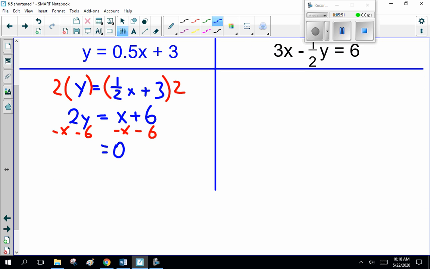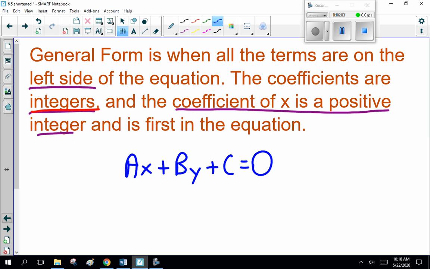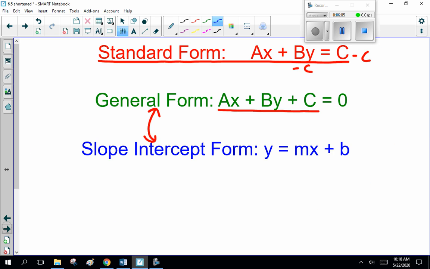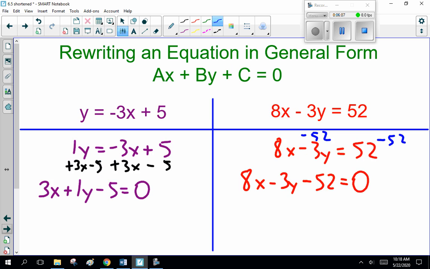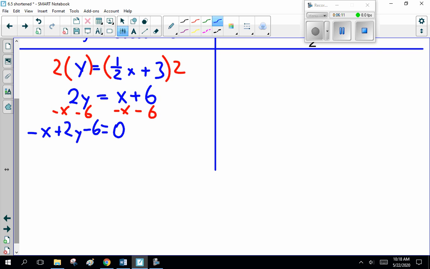And I'm down to minus x plus 2y minus 6 equals 0. So far, so good? Now, one last little thing. The coefficient of x is positive. Poopy. Because I have a minus x here. So how do I get rid of a minus 1? Well, the easiest thing is to multiply everything by minus 1.